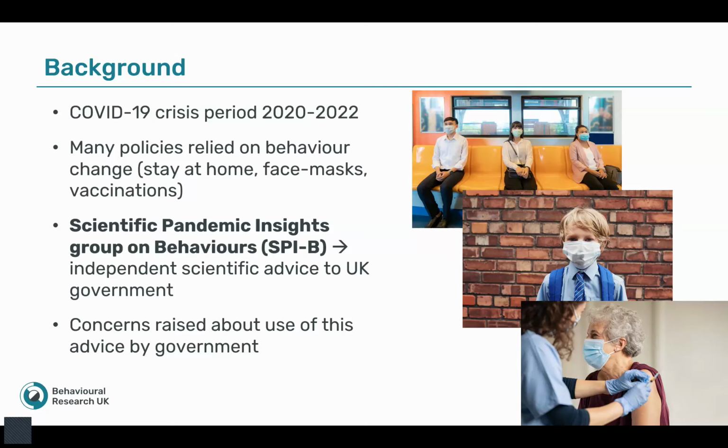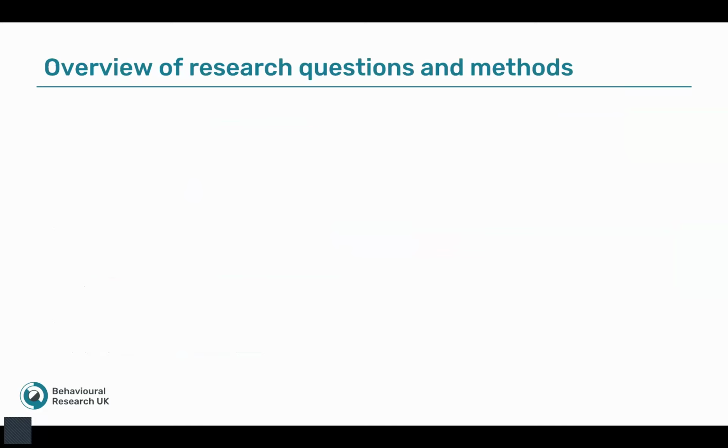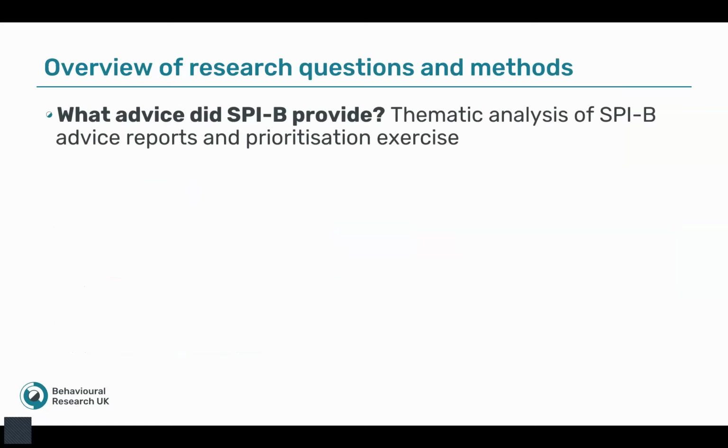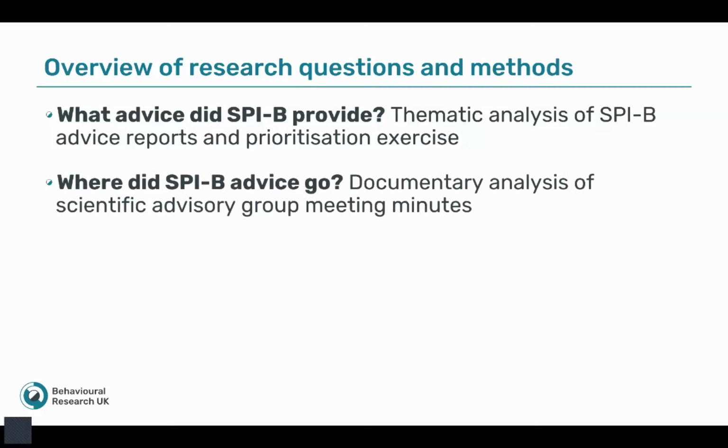So these are our core research questions. We started out by exploring what advice SPI-B provided. Before we can decide whether that advice was used, we need to understand what the advice actually was. And we did this by reviewing the advice reports produced by SPI-B. We also wanted to understand where that advice went. So here we analysed meeting minutes from the Scientific Advisory Group for Emergencies to see whether SPI-B's advice was discussed there and then where that advice was sent afterwards.